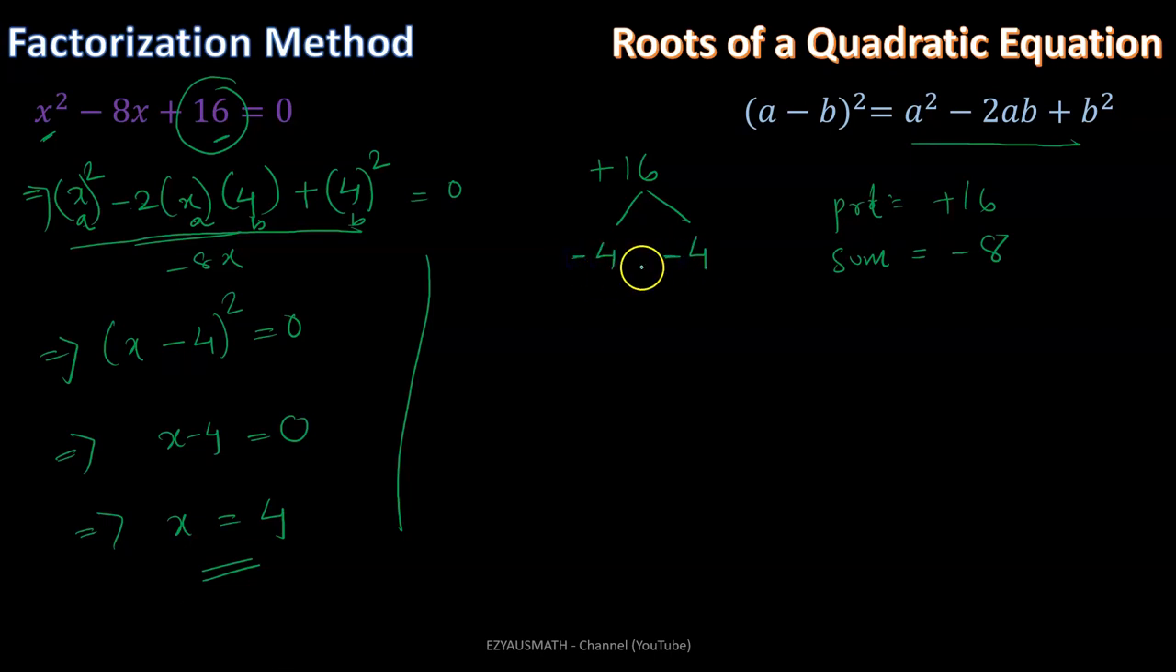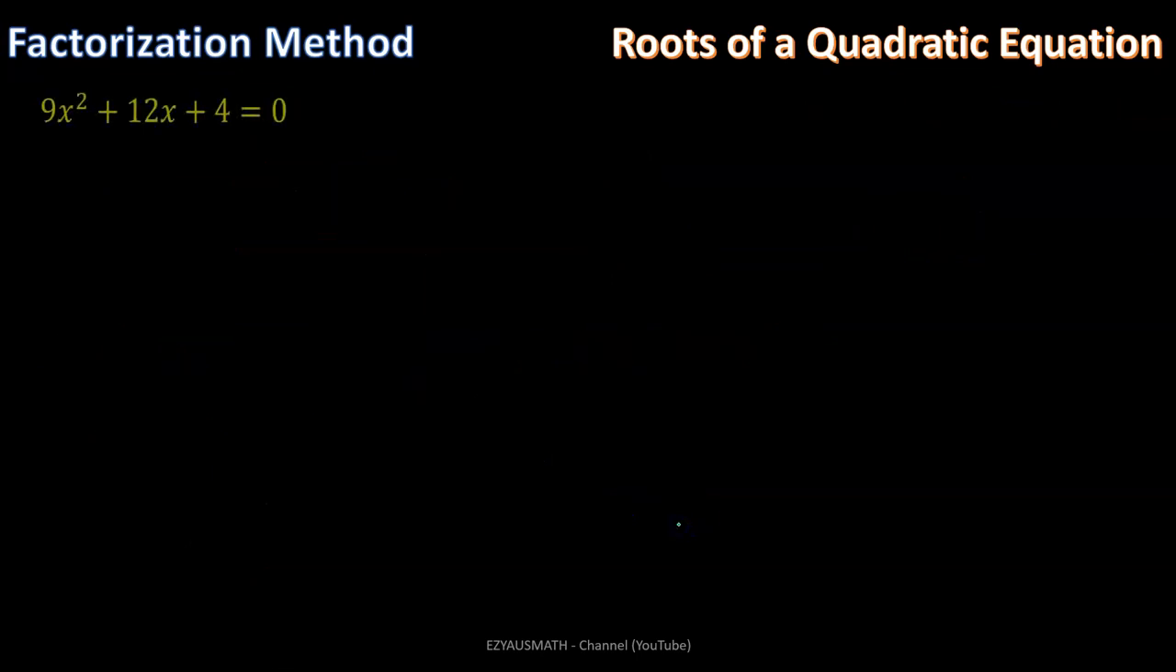So the sum will be minus 8, and if you multiply this, minus 4 times minus 4 will be plus 16. So this can be written as (x minus 4) into (x minus 4) is equal to 0. That means x minus 4 is equal to 0. Therefore, x is equal to 4. Let us move to the next example.